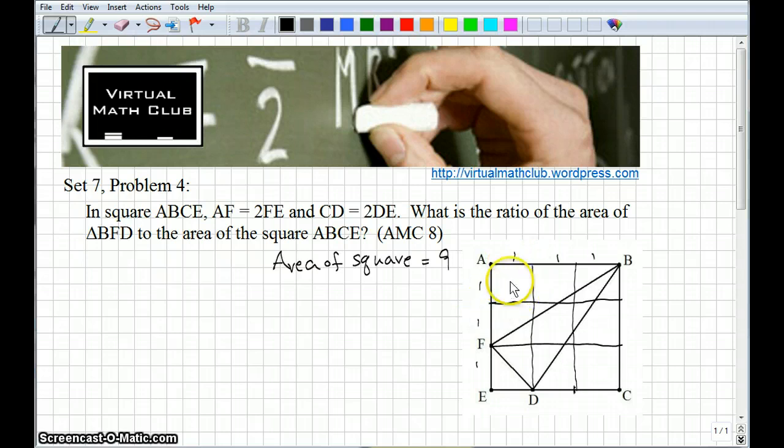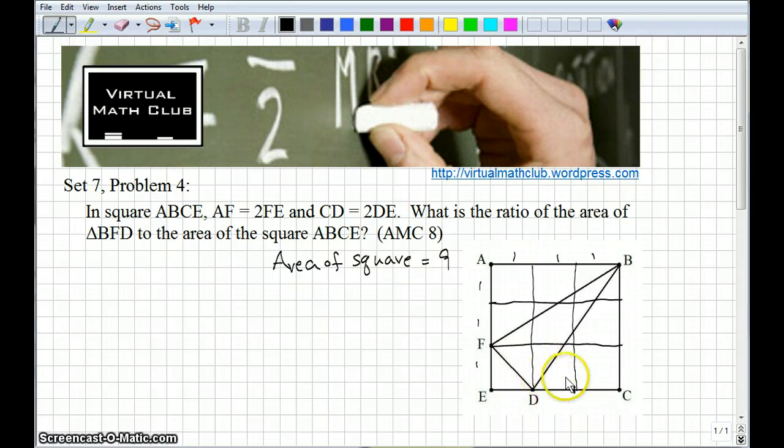Okay, so that's fine as long as we can find the area of this triangle using that same unit of measure. Okay, so let's see if we can do that. Now, finding the area of this triangle directly doesn't look like it's going to be very easy.